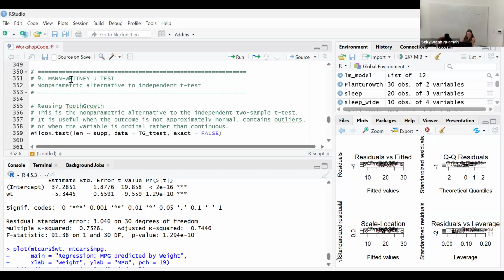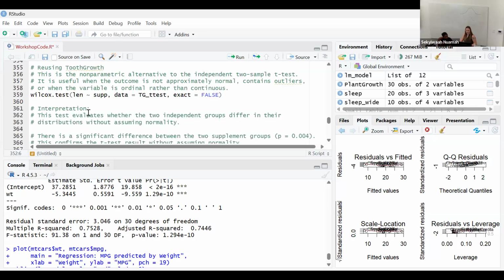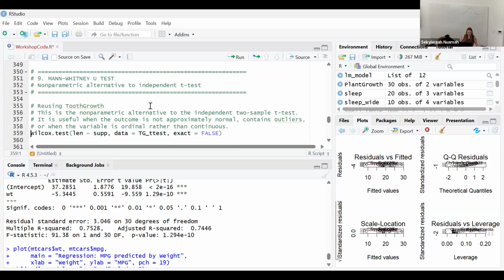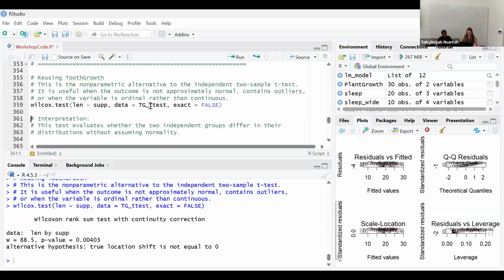Okay, so here's our non-parametric alternative to the independent t-test. We're going to reuse our tooth growth data. Is that the one that was non-normal? There was one that I said I'll show, oh, so is that sleep? Yeah. Okay, well, here's our non-parametric alternative to the independent t-test.